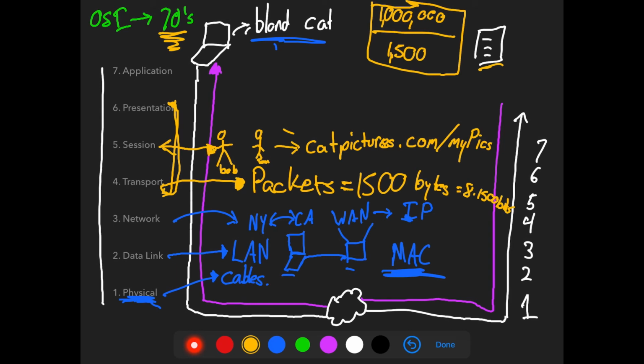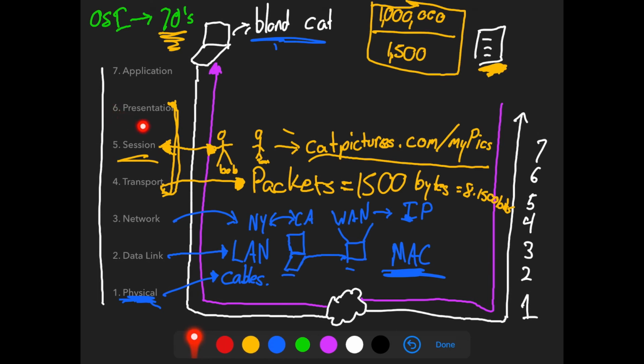And so the session layer will store information about a specific user. It might store cookies on your browser that'll give information about, who am I? And so with this information, you can start a session with the server, and the server will remember who you are and what it means when you hit catpictures.com/mypics. What does that mean for you specifically from your browser? And so that's kind of what the session layer does.